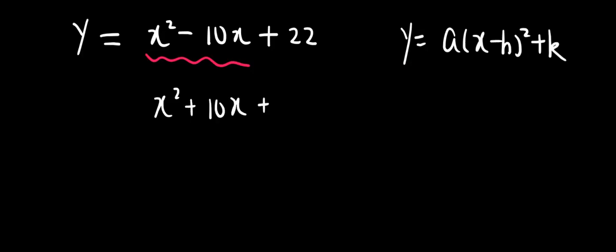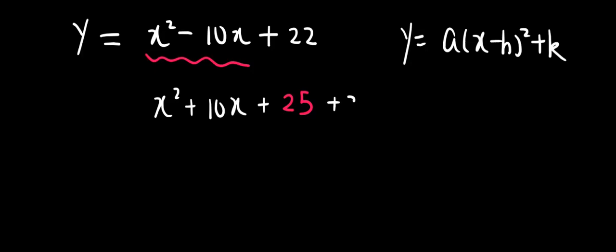this: negative 10 over 2, squared. That's what is missing. Negative 10 over 2 is negative 5. Negative 5 squared is positive 25. If you're not sure of this, please use the previous video and really get this down before you start to look at this, how to write a quadratic function in vertex form.